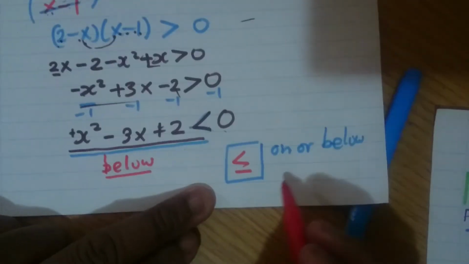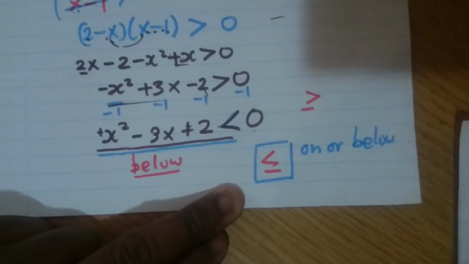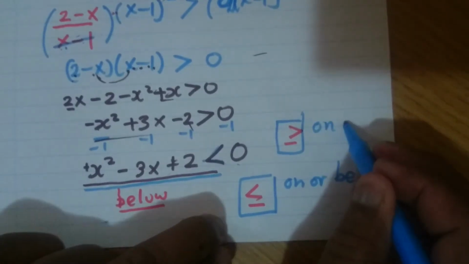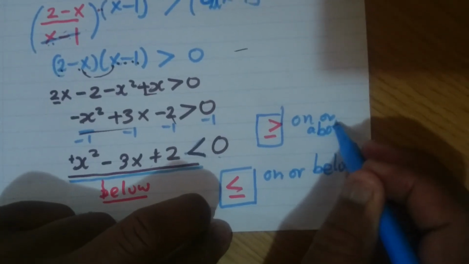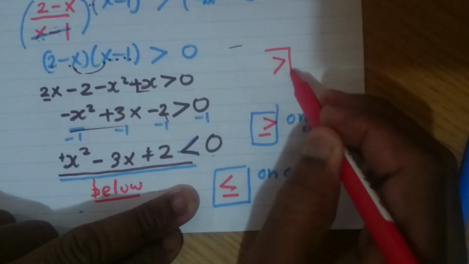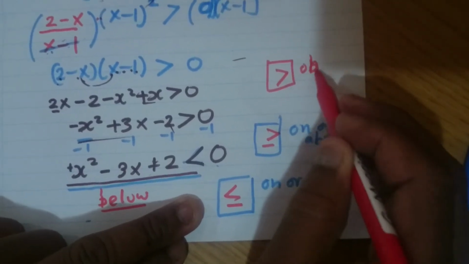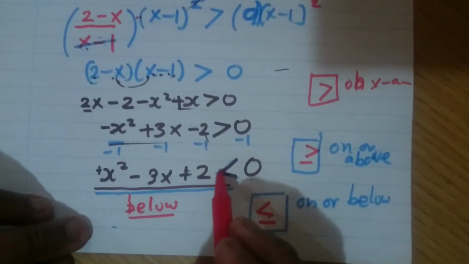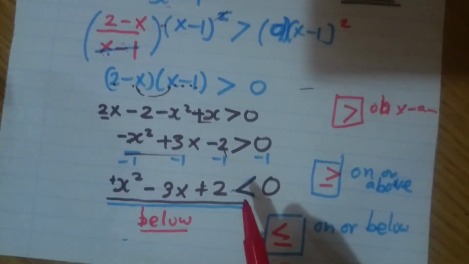If it was this sign here, we would say on or above. If it was this sign, we would say on the x-axis, on the graph. So for this case, just less. So we say below the x-axis.